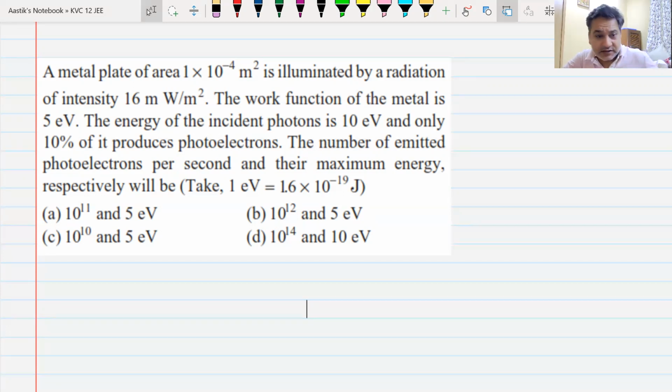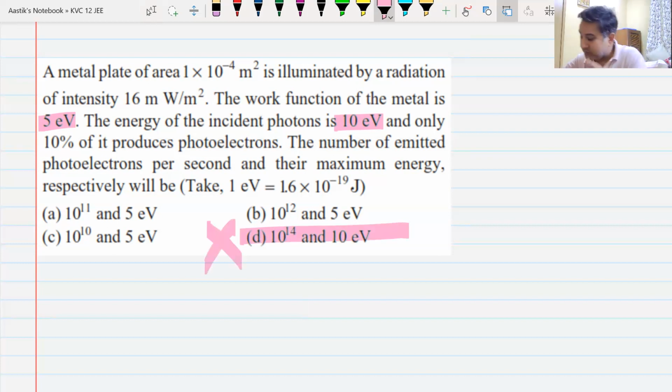I think maximum energy is, there are three options having 5. So maximum energy would probably be 5. Because the answer 5 is very simple, right? The energy of incident photon is 10 electron volt. Work function is 5. So maximum kinetic energy would be 5. Yes or no? One option is definitely wrong. Now, if you want to play Kaun Banega Crorepati, you can play it from the three options. You don't have to play Kaun Banega Crorepati, you can find out the answer.